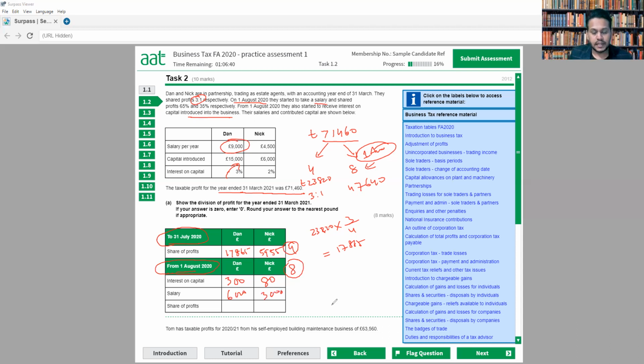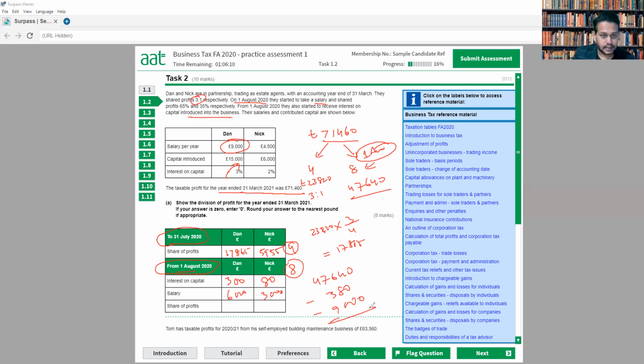Now share of profit. If you remember, this is the profit that was left. So from there, it said 47,640. When you minus the interest on capital, that is 380. Then you minus the salary, that is 9,000. And that will give us how much profit is left, isn't it? So let's try that. 47,640 minus 380 minus 9,000.